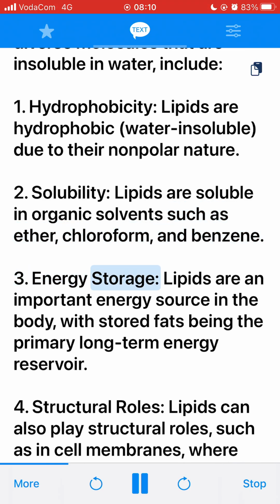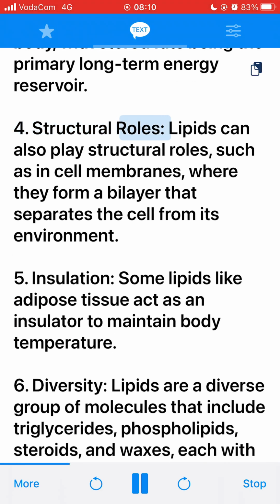3. Energy storage. Lipids are an important energy source in the body, with stored fats being the primary long-term energy reservoir. 4. Structural roles. Lipids can also play structural roles, such as in cell membranes, where they form a bilayer that separates the cell from its environment. 5. Insulation. Some lipids like adipose tissue act as an insulator to maintain body temperature.